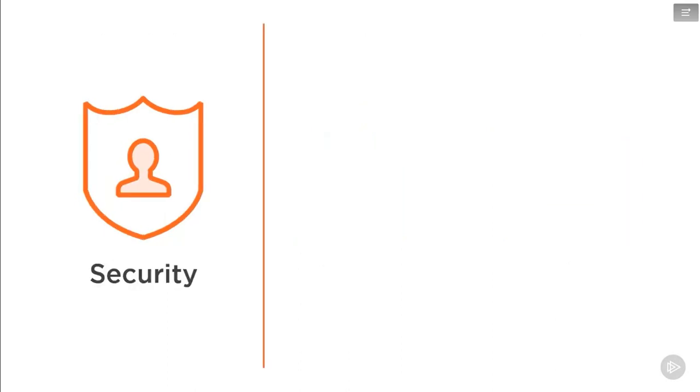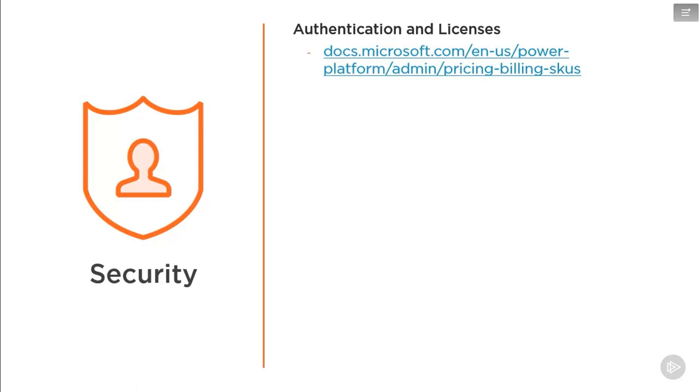The security in Power Platform can be managed in different levels. We start with the tenant level, where you can manage authentication and licenses to control who has access to your tenants and which products each user will have access to. For more information about license and pricing on Power Platform, please visit this link to the Microsoft documentation.